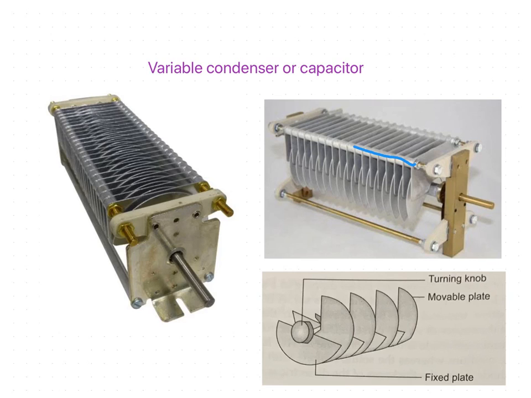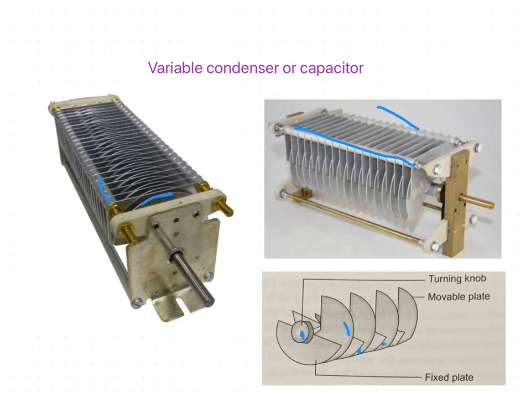One set of the parallel plates is fixed here, and another set of plates is capable of moving when turned through a knob. The movable plates are connected to the knob, and we can move them with the help of the knob. When the knob is turned, the movable set can either move in or come out of the fixed set. Here you can see this is coming out of the fixed set.